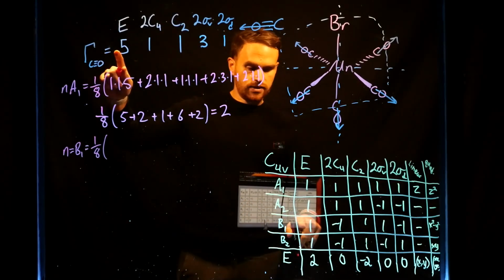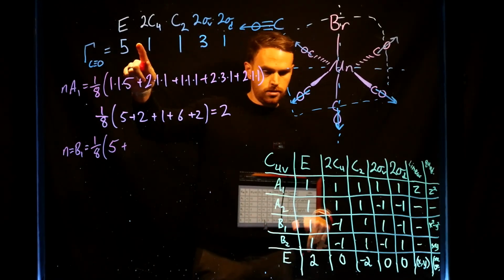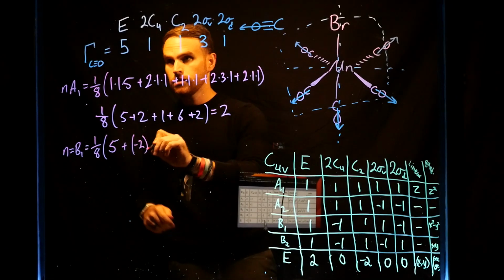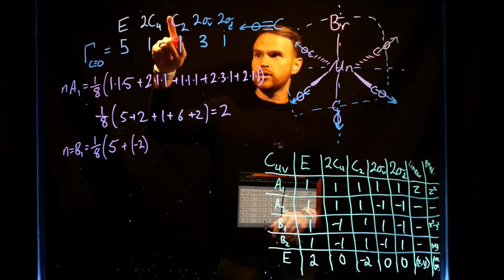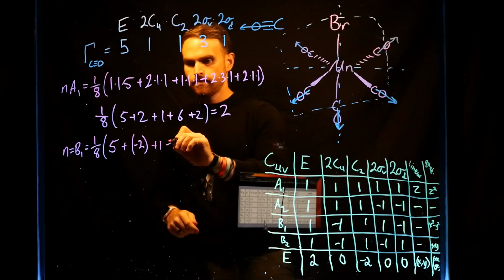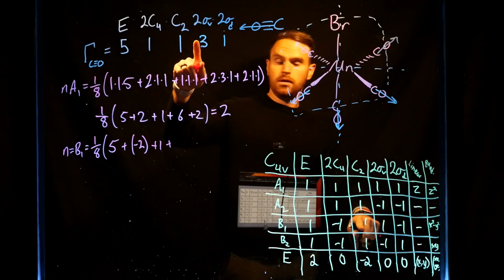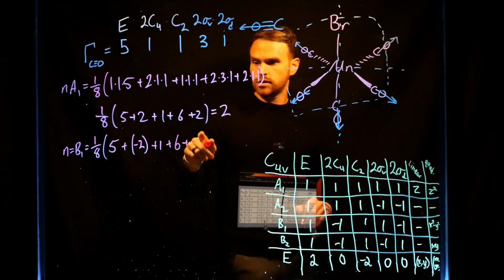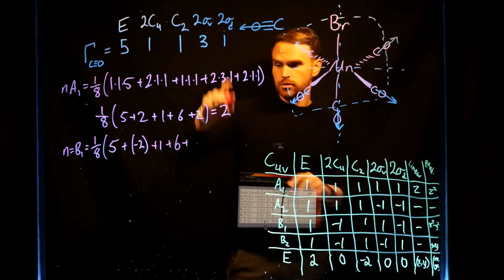1 times 5 times 1, which is 5. Plus 2 times 1 times negative 1. So now we got a negative 2. So I'm going to put a negative 2 there. Don't forget that this is a negative. And then we'll jump over to C2 where it's 1 times 1 times 1. So that's going to be 1. Plus 2 times 3 times 1, which is going to be 6. Plus 2 times 1 times negative 1. So that's a negative 2.